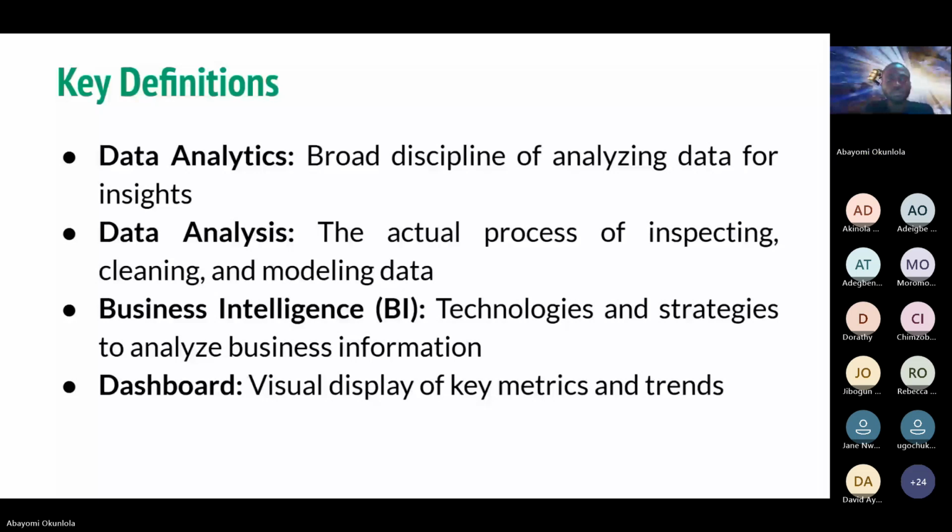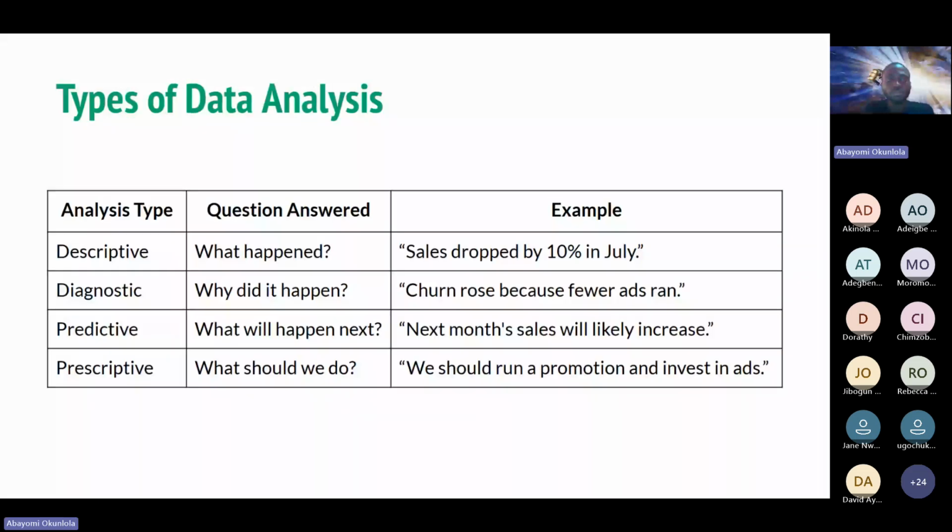Then types of data analysis: you have the descriptive, diagnostic, predictive, and prescriptive. So descriptive tells us what actually happened in some time, based on the previously existing data you have. Diagnostic: why did it happen? Why is it that sales actually dropped by 10% in July? And we said that might be, in the case of chilled water sales, due to the current weather. Then predictive: what is going to happen next?